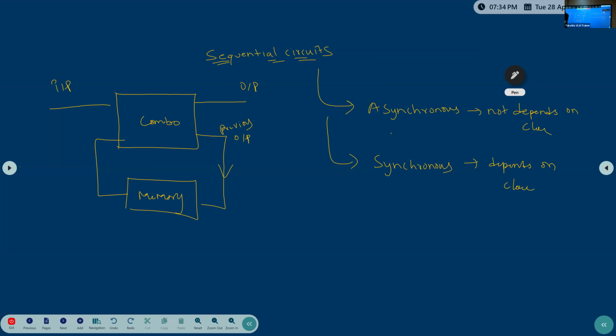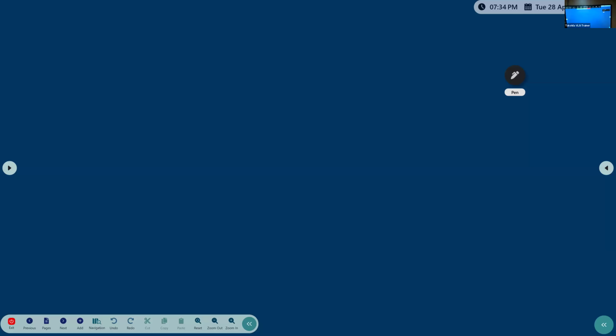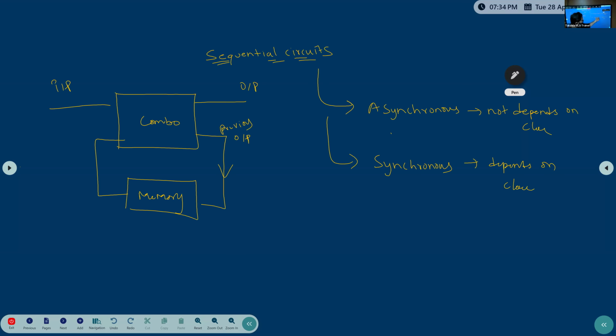So now next, we'll go with the different types of clock. What is the clock, what are the different clocks? Because we are saying the difference between asynchronous and synchronous is only the clock, right? What is the clock? Clock first.